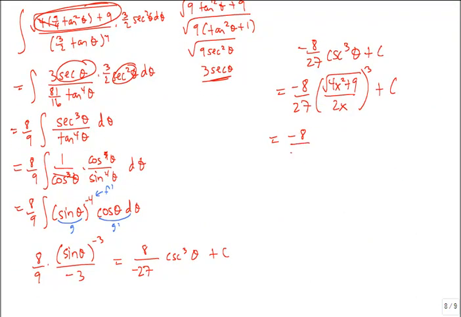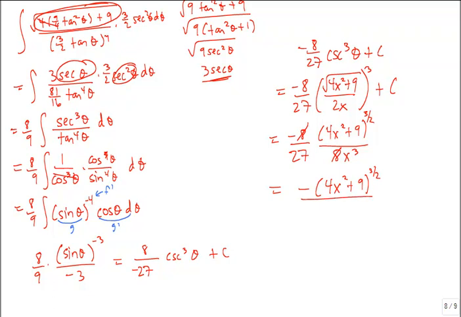Cubing this, there's not really a whole lot of simplifying on that top. You can just leave it as square root quantity cubed using parentheses. Another option that's also correct would be to change this to fractional powers. The cube is on top and the square root means this is a fraction of a half. So you could write it that way if you want. And on the bottom, when I cube 2x, that becomes 8x cubed. So these 8's are going to cancel. So we'll have -4x squared plus 9 to the 3/2 all over 27x cubed plus our c.